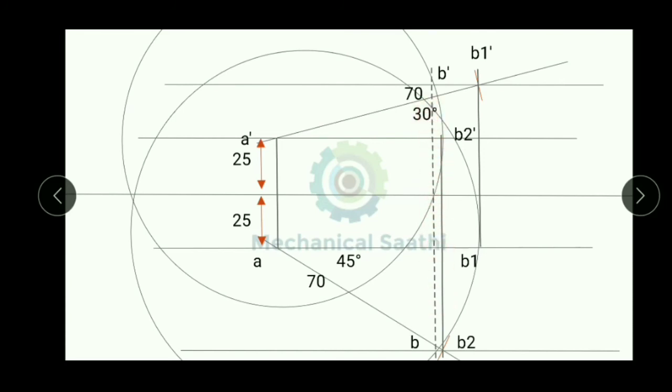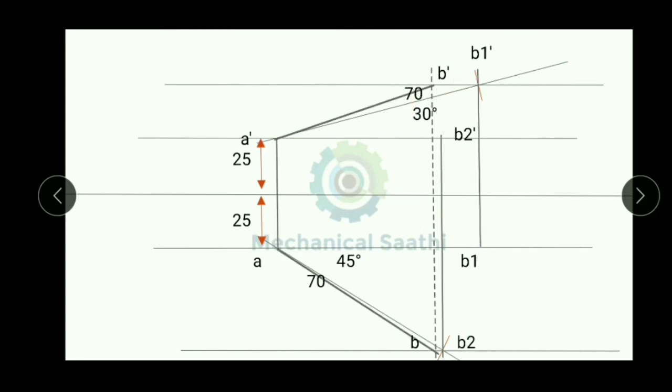Okay, so now we can connect these two lines. So after connection we can get these two lines. This will be our front view and this will be our top view. I have erased those arcs because it was looking complicated.